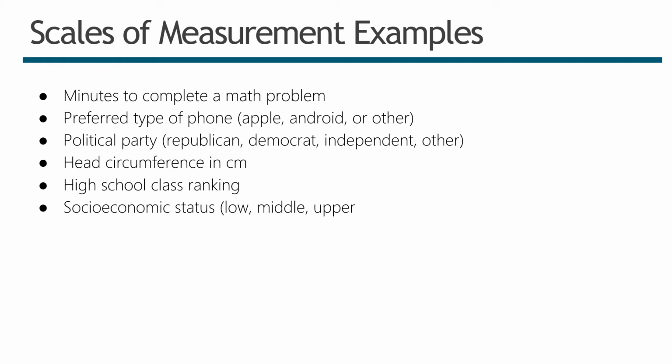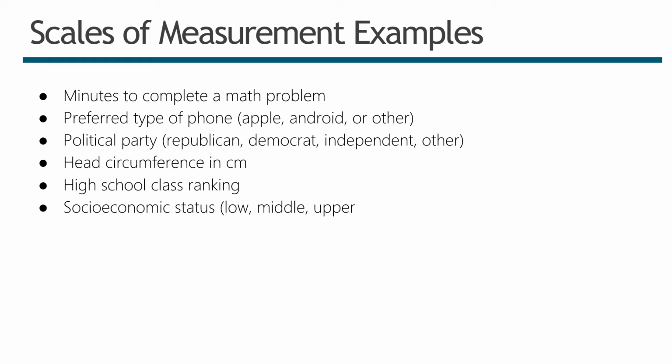Okay, next we have political party: Republican, Democrat, Independent, or other. Again, this is a nominal scale of measurement. We have people put into categories, but those categories are not in order. Even if we numbered them as Republican 1, Democrat 2, Independent 3, and so forth, it doesn't imply an actual order. It's just using numbers as a substitute for a verbal label.